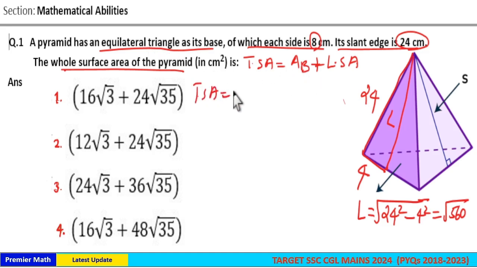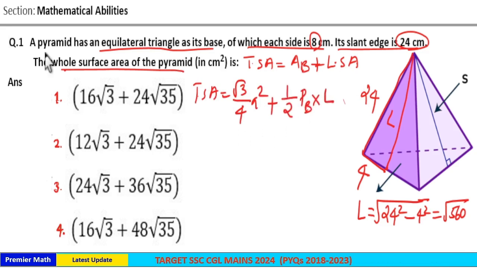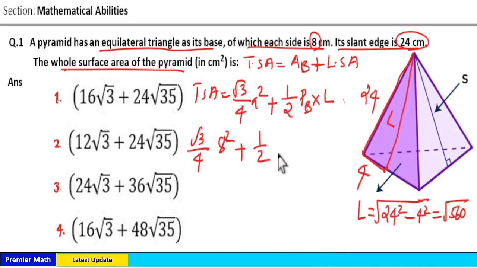Now total surface area is equal to area of base. Area of equilateral triangle is root 3 by 4 a square, plus lateral surface area, which is half into perimeter of base into slant height L. Now this is equal to root 3 by 4 into 8 square plus half into perimeter of base, means perimeter of equilateral triangle, which is 8 into 3, 24, into L, which is root 560.